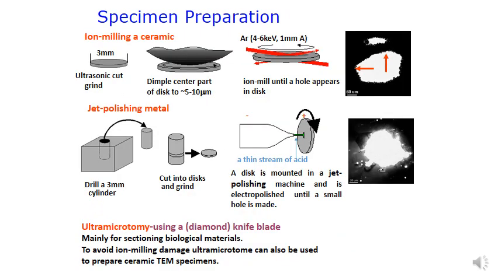We can also use ion milling for ceramics. If the sample is in powder form, we will use ultrasonic cutting to make the grain size a bit smaller. We also have what we call ultramicrotomy. This method uses a diamond as the knife blade. This knife is mainly for sectioning biological materials.